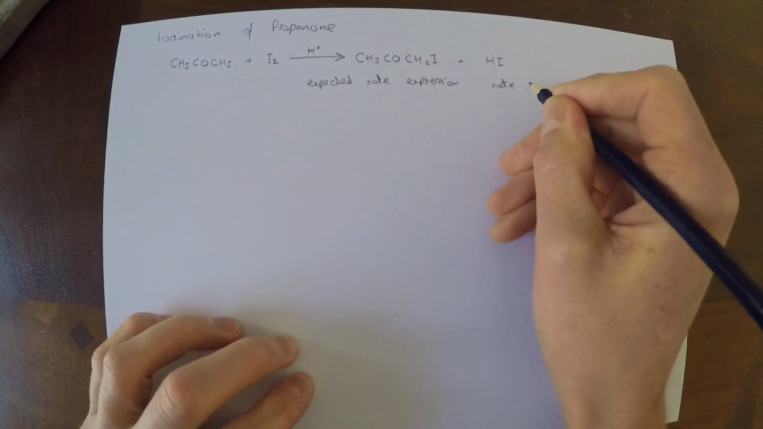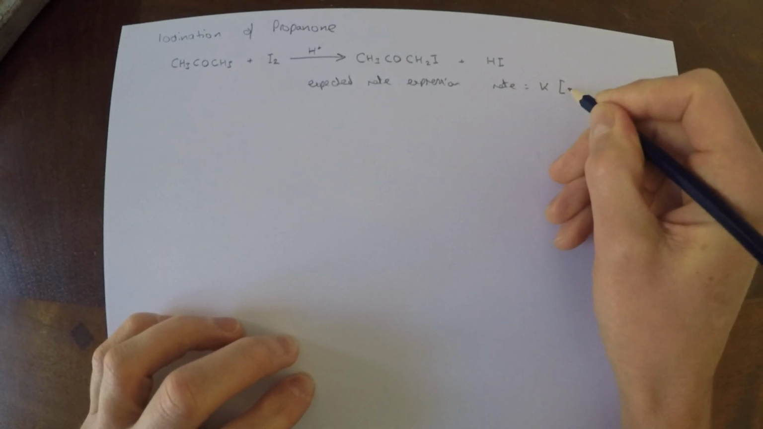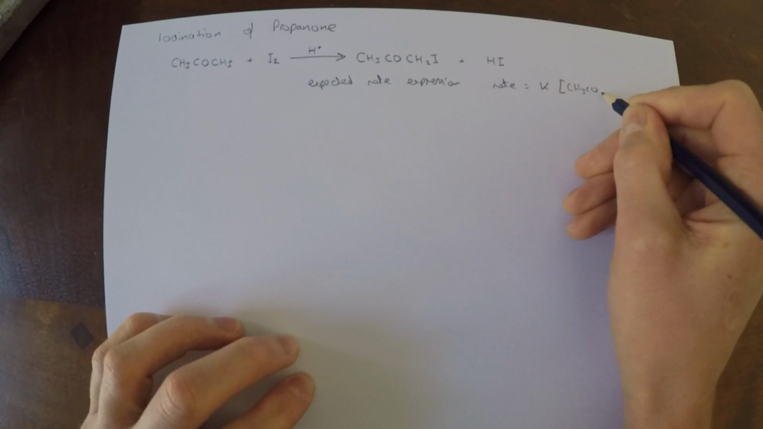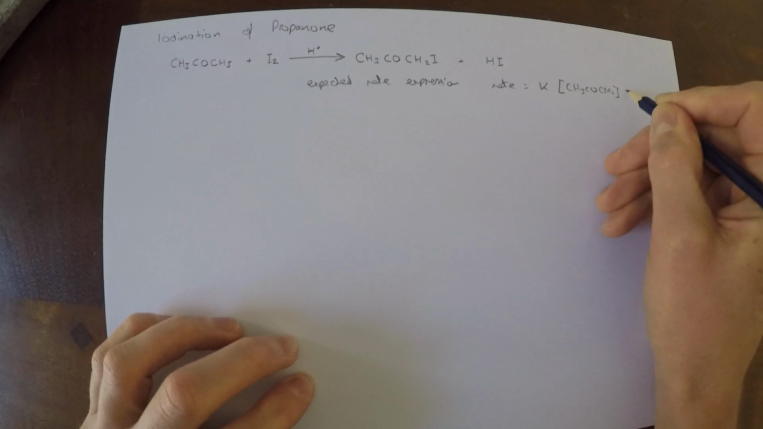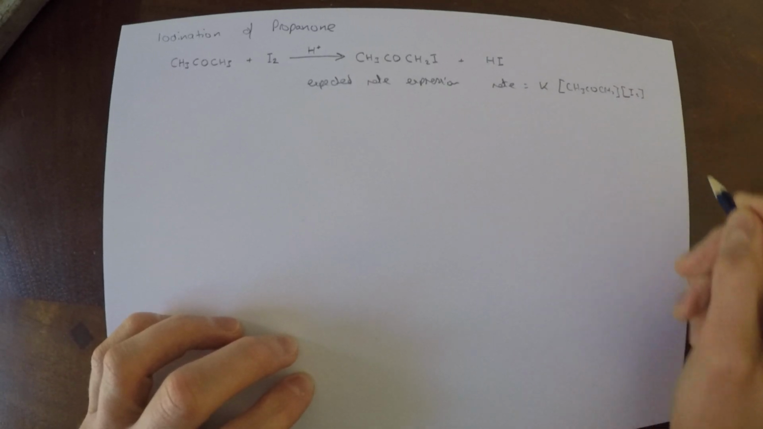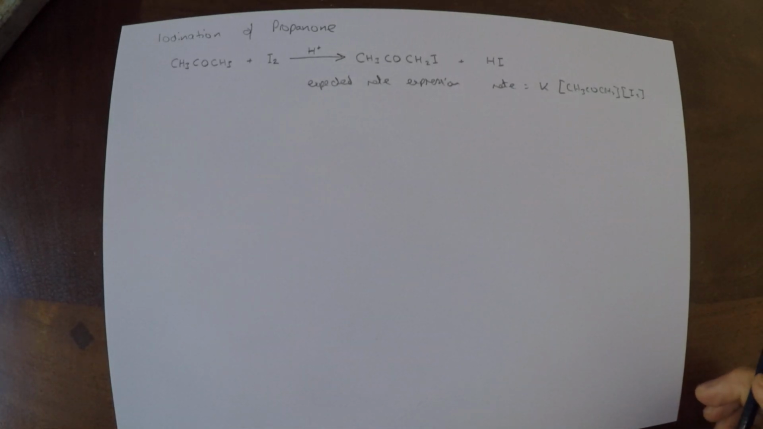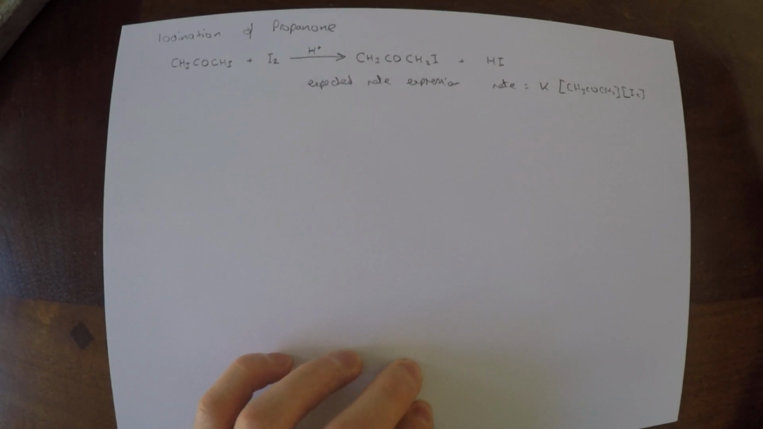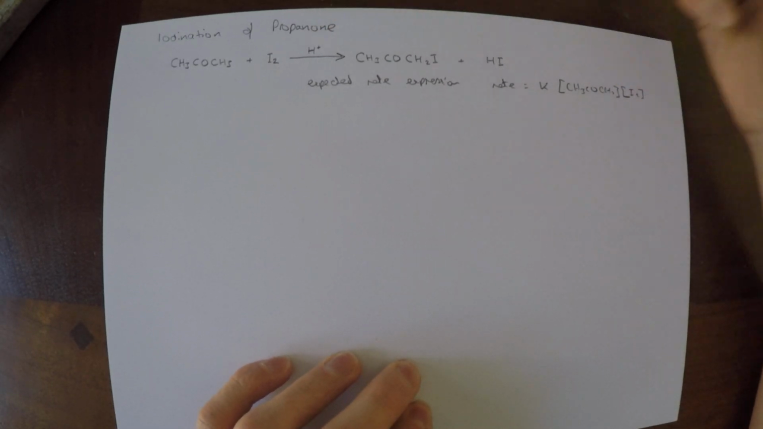Where the rate equals the rate constant times the concentration of propanone to the power of 1, times the concentration of iodine to the power of 1, where both reagents are first order. It is, however, found that this is not the case. This reaction does in fact require the presence of an acid catalyst, which is represented by the H+ sign, in order to proceed at any reasonable rate.